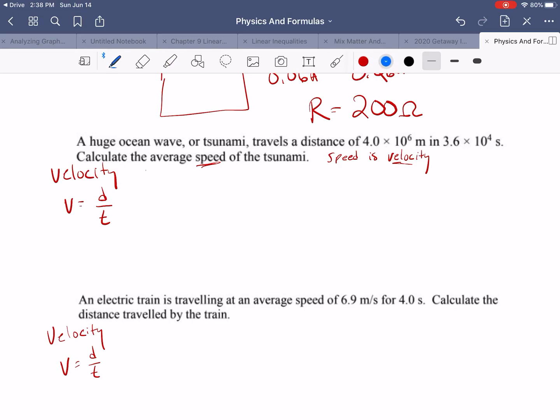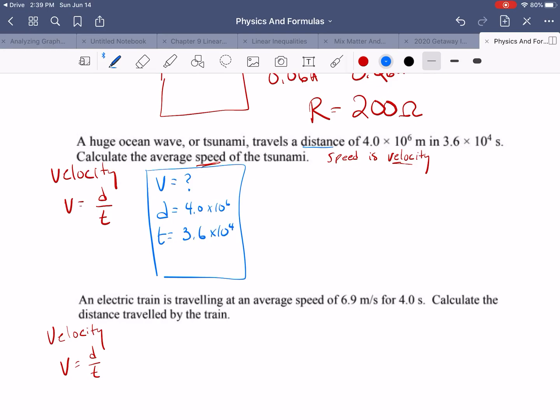So I'm going to make my box, and I'm going to write out what I have. V, do I have speed? Okay, so speed is velocity. No, I don't. Do I have the distance for D? Distance is 4.0 times 10 to the 6. And then do I have my time? Yes, I do. It's 3.6 times 10 to the 4 seconds.